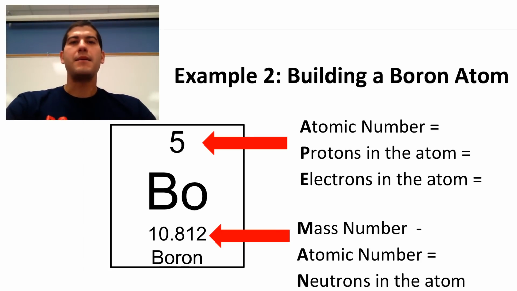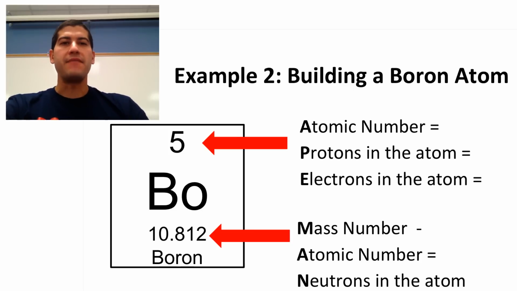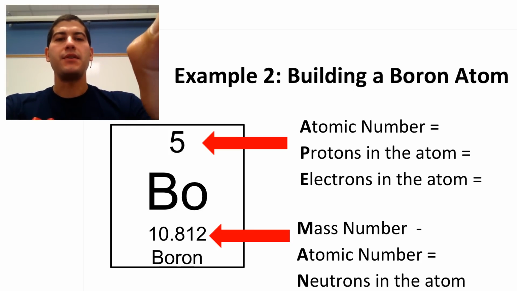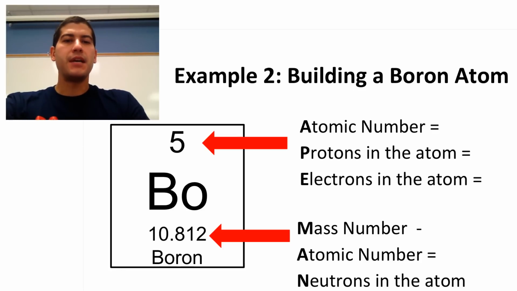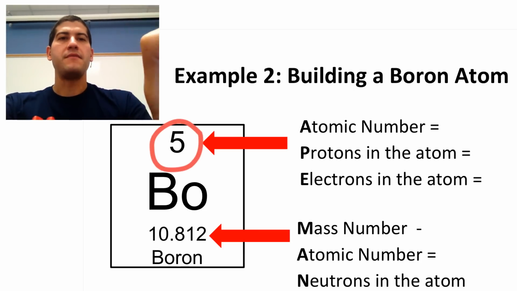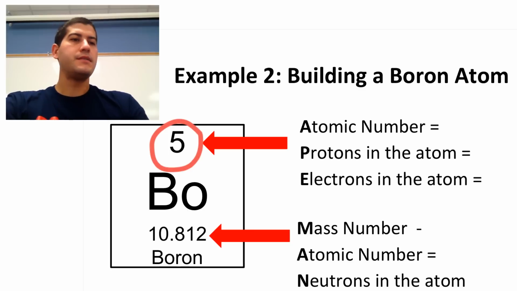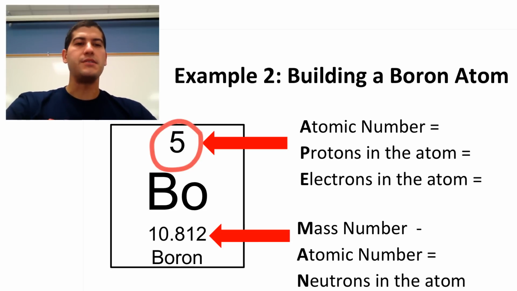The second example that I'd like to work with you is building an atom of boron from the periodic table. So again, I've got everything listed and ready to go. The atomic number for boron is 5. And so that means we have 5 protons in this atom. And it also means that we have 5 electrons, since the net charge is 0.